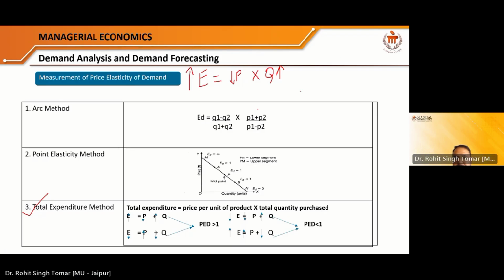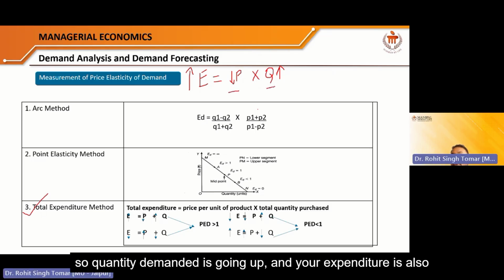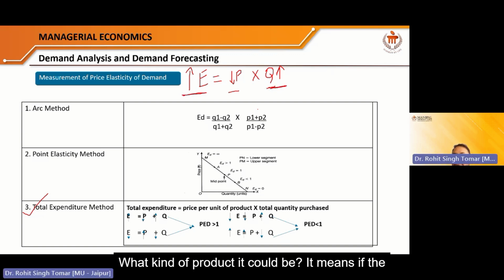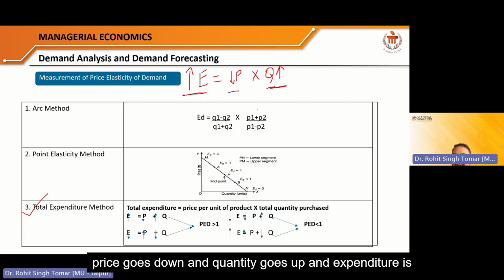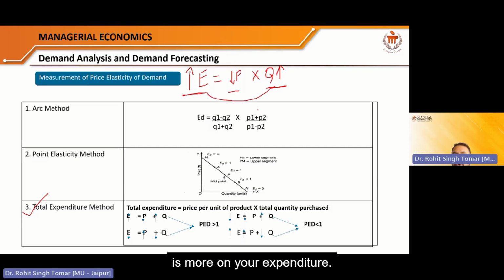What does it mean? It means that in spite of prices going down, quantity demanded is going up and your expenditure is also going up. So expenditure and quantity are in the same direction. What kind of product could it be? It means the elasticity is less than 1. It means the change in quantity has more impact on your expenditure.